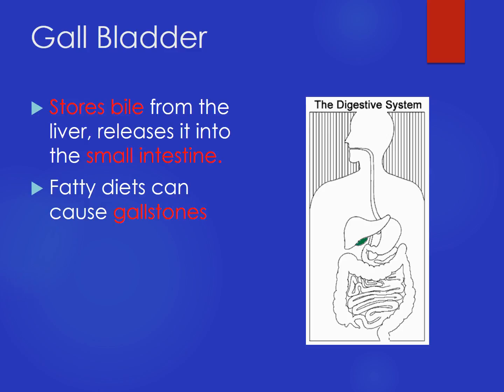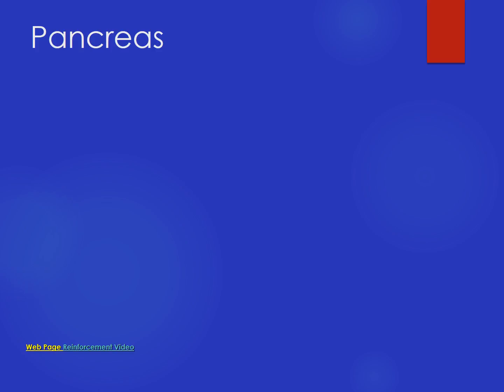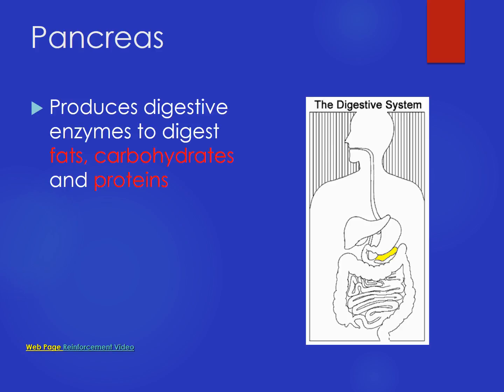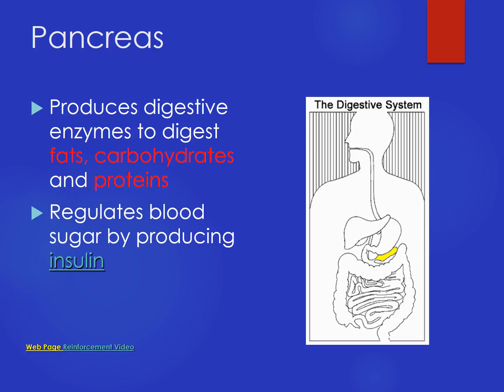If you have a fatty diet, then you will be developing gallstones. The pancreas produces digestive enzymes to digest fats, carbohydrates, and proteins, and it regulates blood sugar by producing insulin.